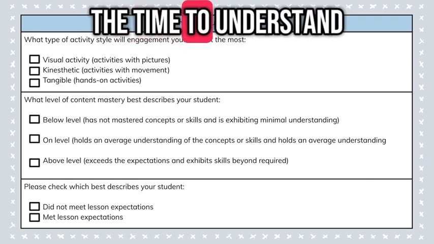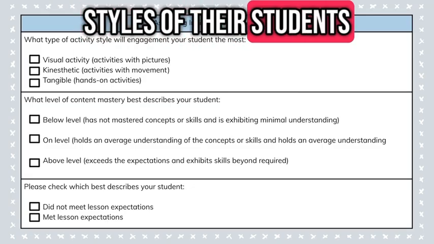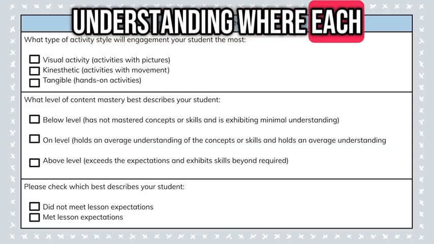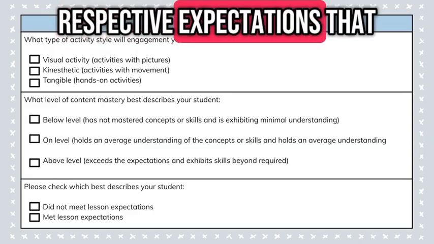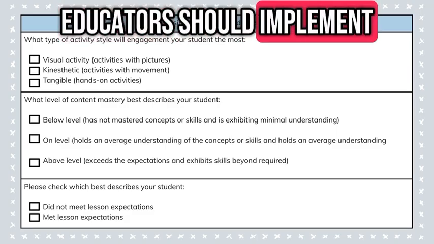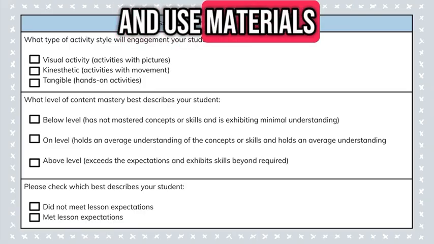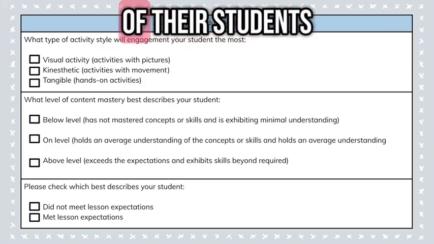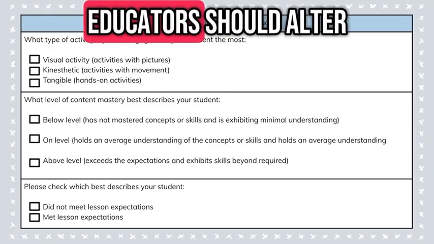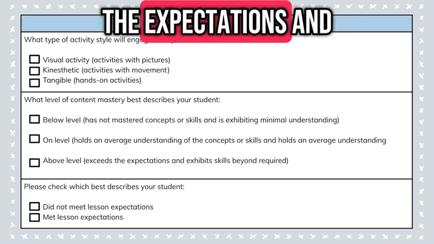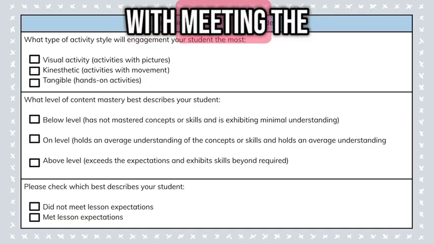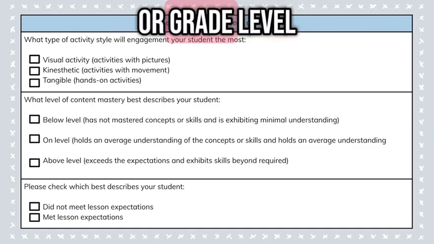Educators should take the time to understand the various learning styles of their students, the various level of content mastery their students hold, as well as understanding where each student is with meeting the respective expectations that have been put forth. When thinking about learning activities, educators should implement activities and use materials that work to meet the learning styles of all of their students. When working with students who might be below content mastery level, educators should alter the expectations and meet the students where they are, and then find ways to assist the students with meeting the respective developmental or grade level goals.